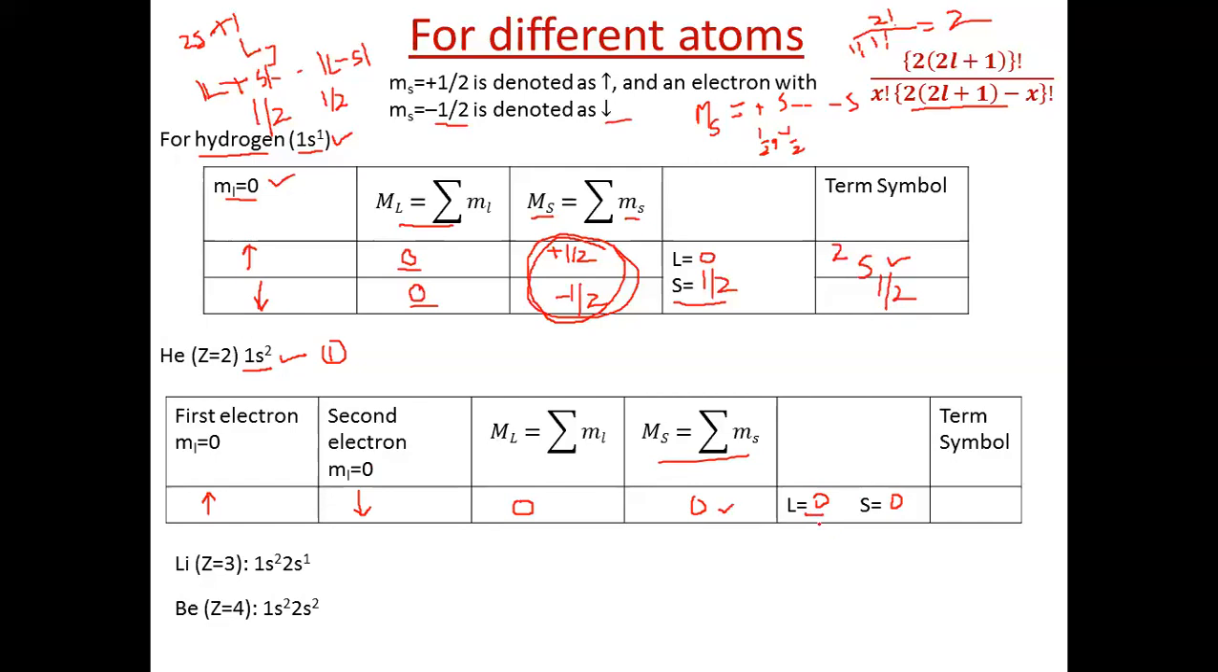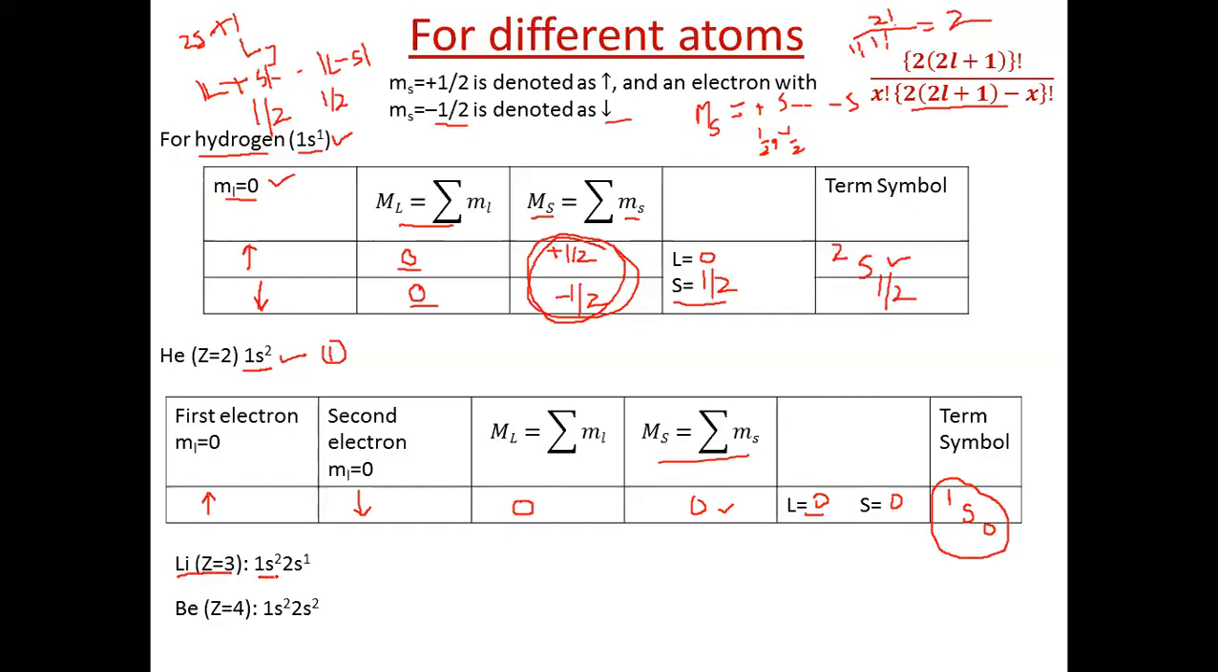The term symbol becomes 2S plus 1 will give you 1, and L0 will give you S, and J value will be 0 plus 0, 0. As it is a closed configuration, we have already done it. Its term symbol is 1S0.